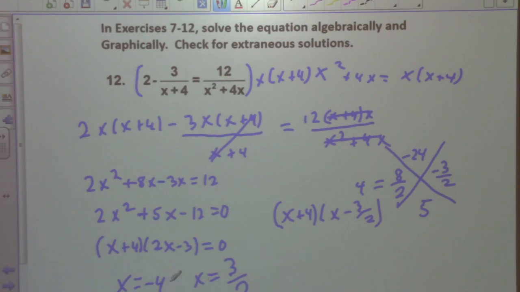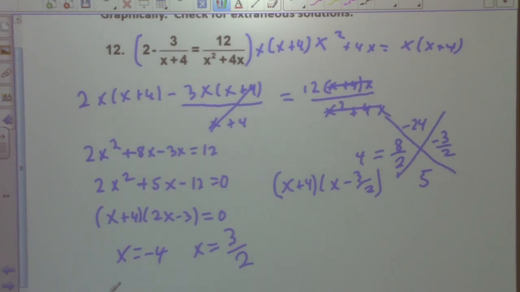Did you find out about real or extraneous yet? Basically, what you can do is plug these answers back in. Is -4 going to work? No. Okay, why not? Angel says no. Why not, Angel? Because it's going to be 0. You can't divide by 0. And so if there is a real solution, it's going to be this one here, which it is. So I'm just going to say -4 is extraneous here, right?